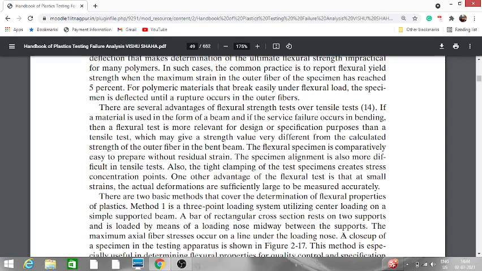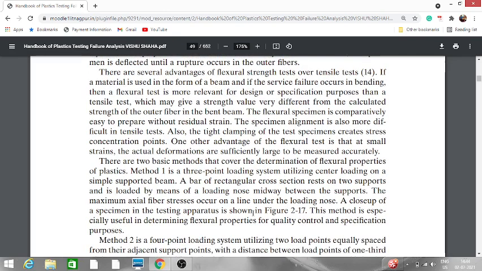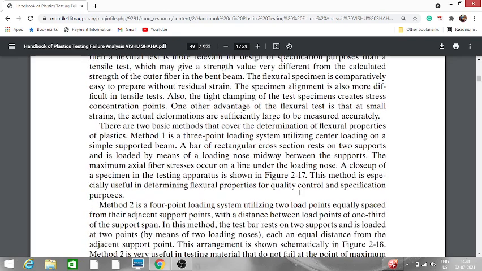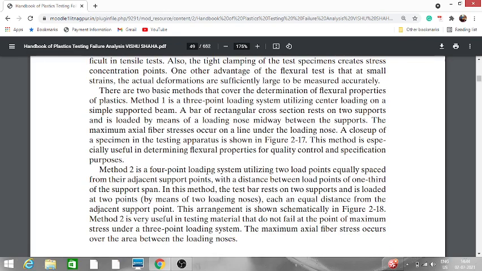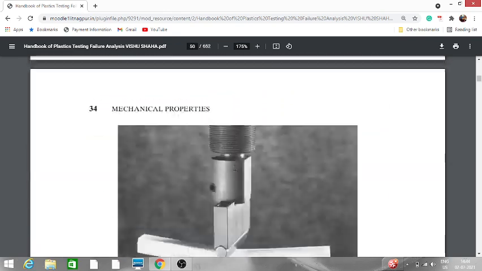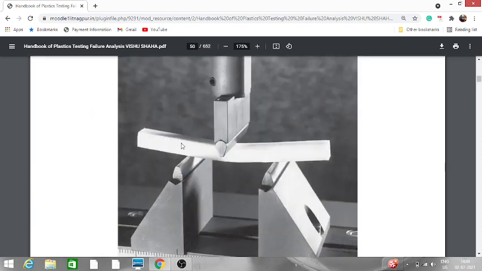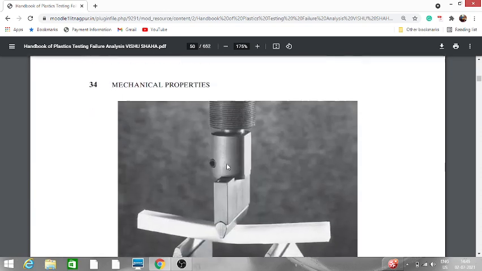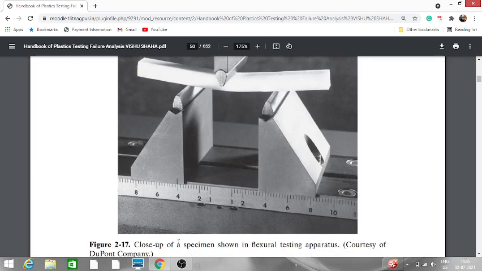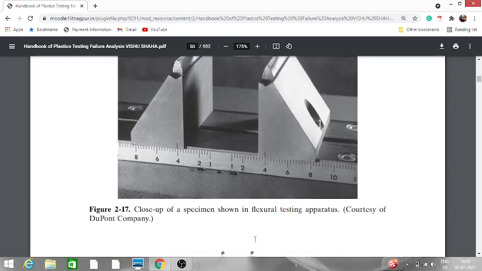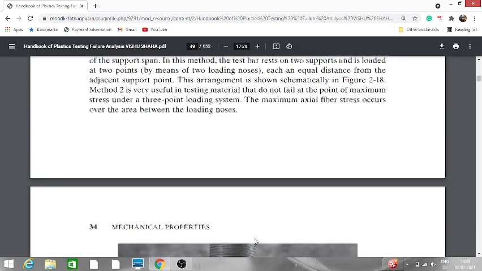A close-up of the specimen in the testing apparatus is shown in figure 2-70. The method is especially useful in determining flexural properties for quality control and specification purposes. This one, okay, the 3-point loading system. Close-up of a specimen shown in the flexural testing apparatus.